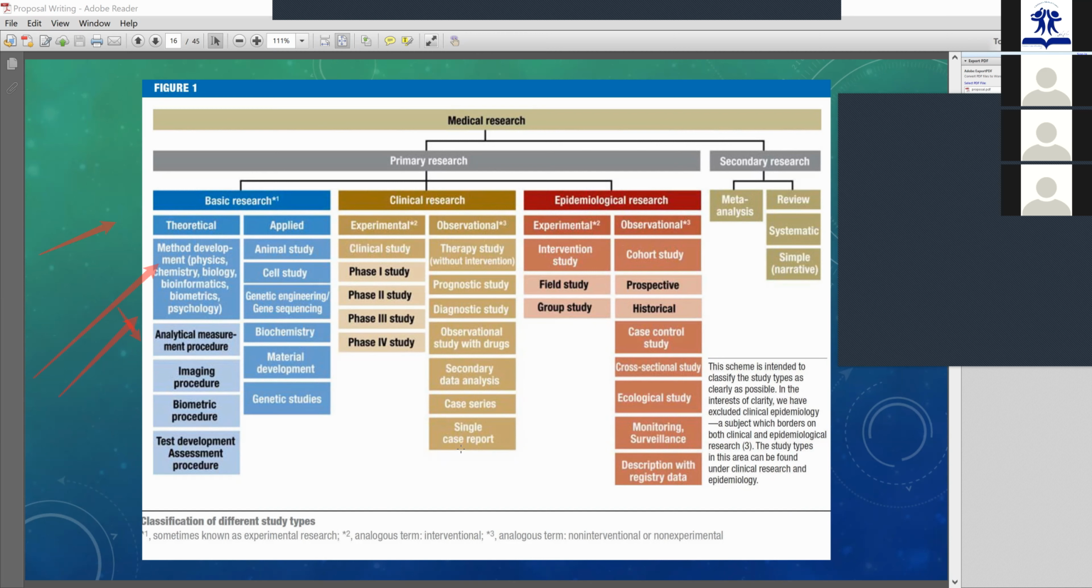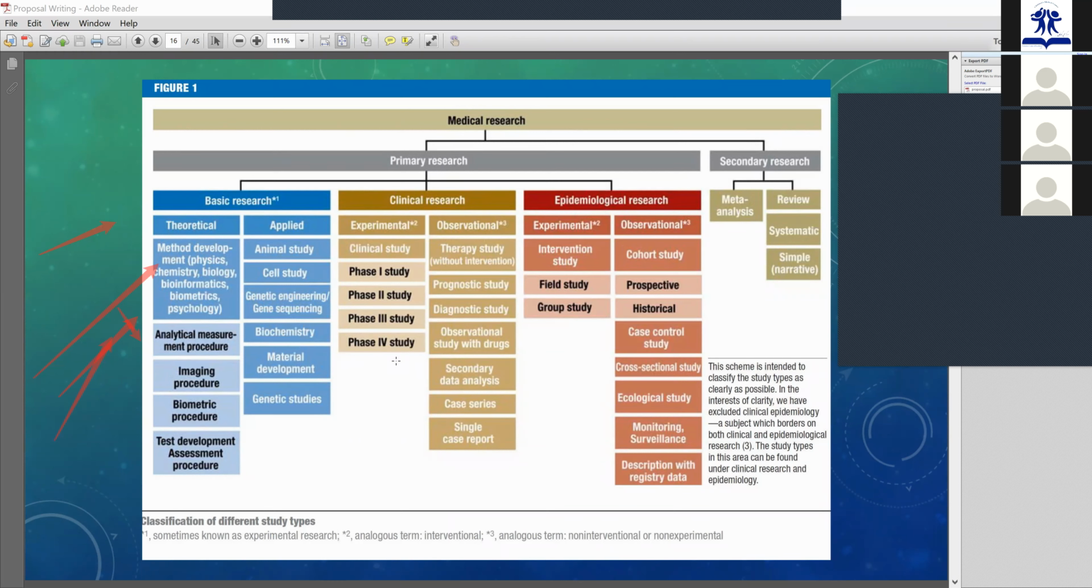Also, in applied basic research, you're not going to conduct the research on humans. You're just going to study in the laboratory, not on humans in the clinic. I might have misspelled this. It's not theory, it's really applied, but in the laboratory, not on humans. It includes animal studies, cell studies, genetic engineering, biochemistry, material development, and genetic studies.